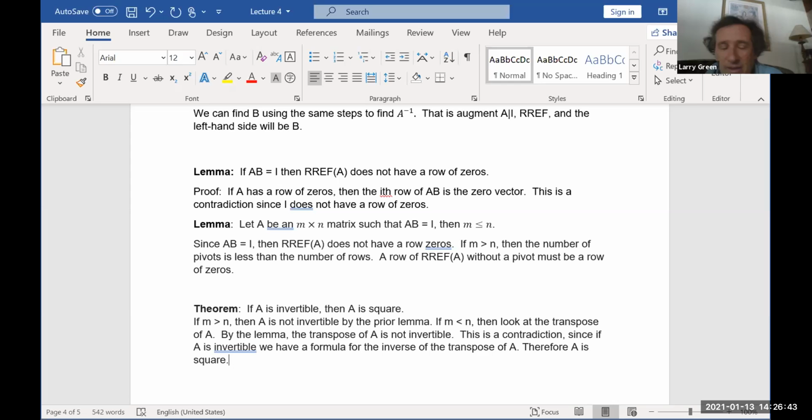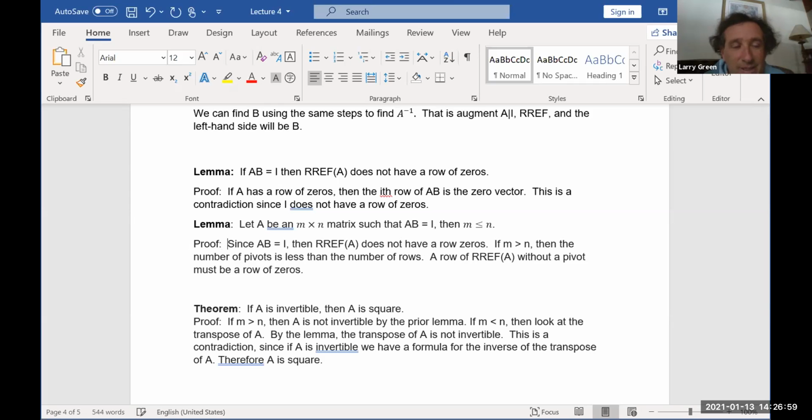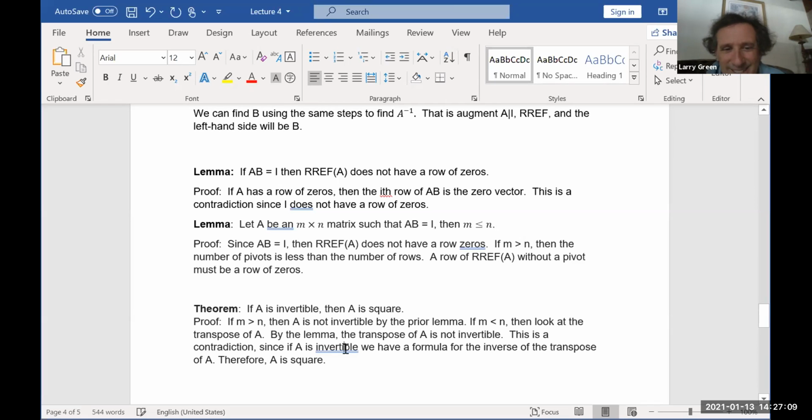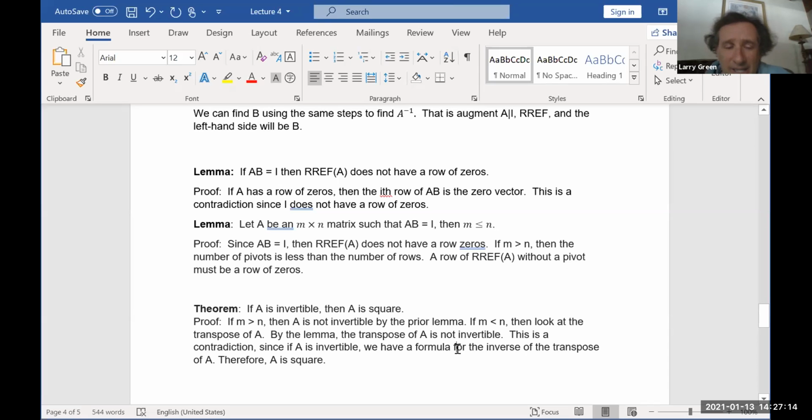Any questions on this theorem? I guess what I didn't do, one word, proof. Forgot to write proof. And here, proof. I think it wants a comma. Yeah, it wants a comma. Any questions at all on this big theorem?